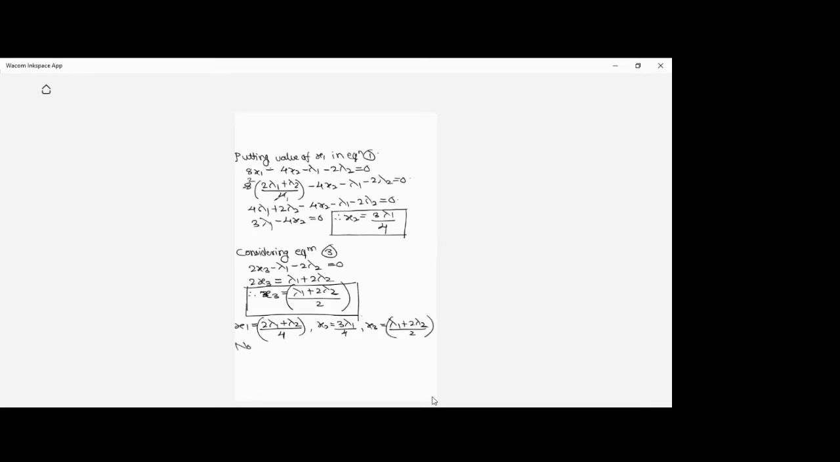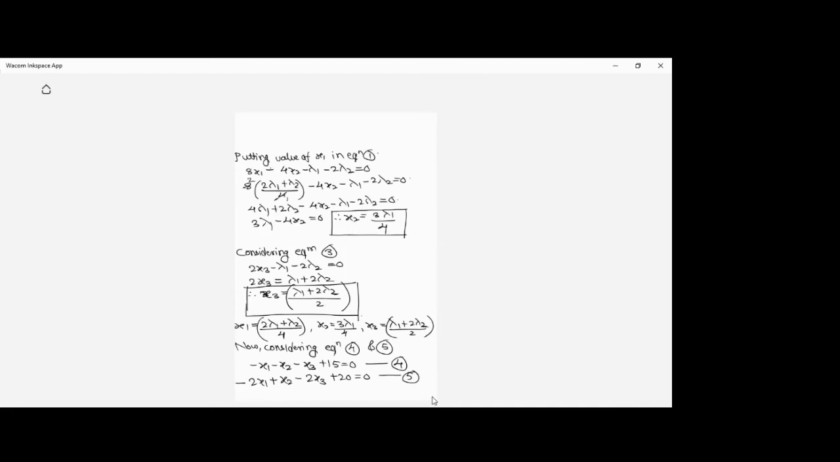Now considering equation 4 and 5. So what are equation 4 and 5? I will be just writing it for you. Minus x1 minus x2 minus x3 plus 15 is equal to 0. This is your equation number 4. And your equation number 5 is minus 2x1 plus x2 minus 2x3 plus 20 is equal to 0. So this is your equation number 5.